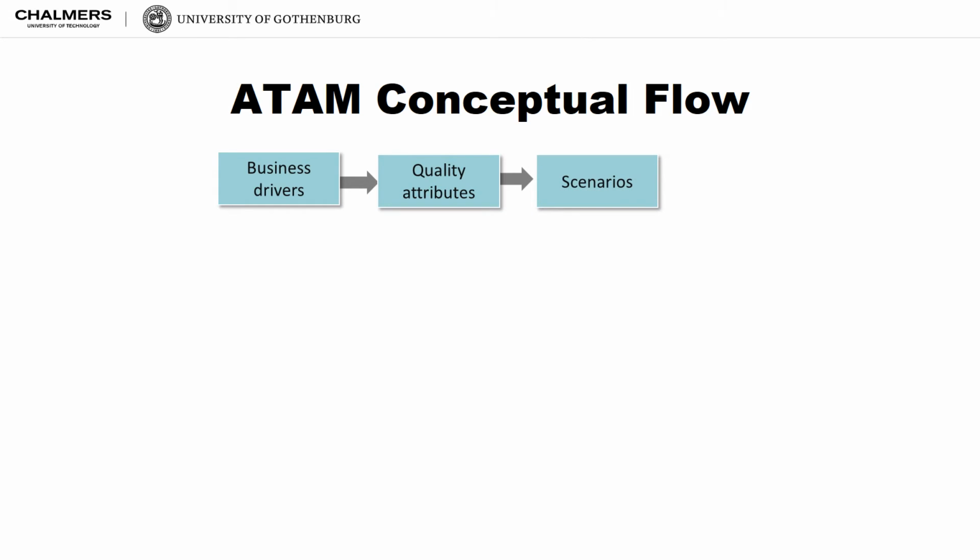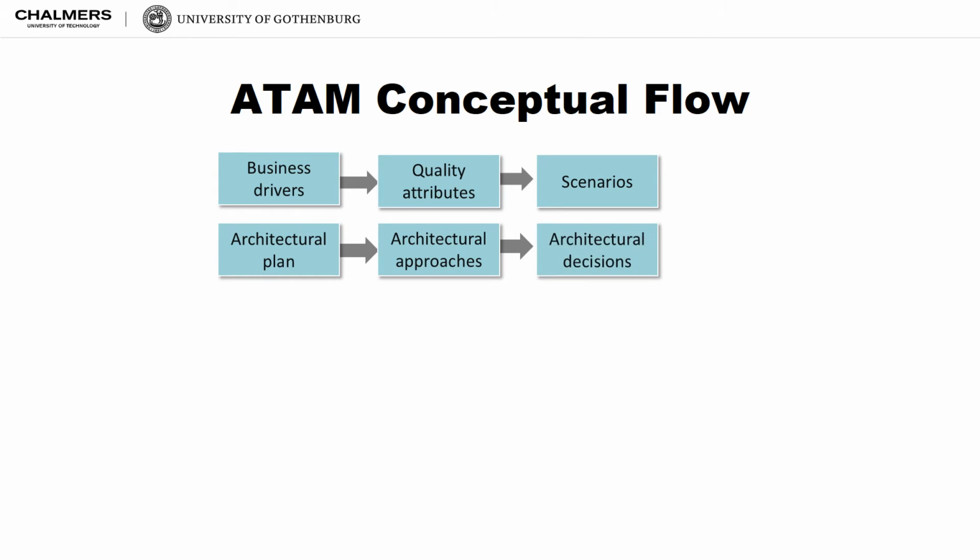The evaluation process is depicted in the following conceptual flow. There are two input tracks to the evaluation. In the first input track, business goals are translated into system quality attributes and expressed in terms of quality attribute scenarios. In the second input track, architectural decisions are identified reflecting the architectural plans and approaches taken. Analysis is performed by mapping the architectural decisions to quality requirements expressed in the scenarios.